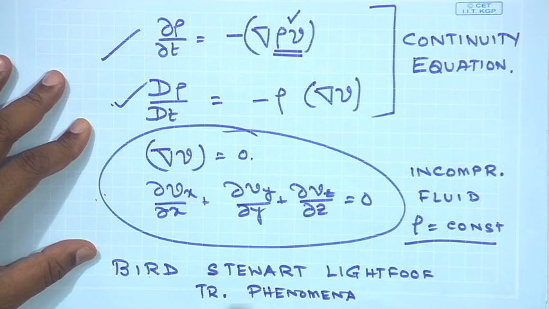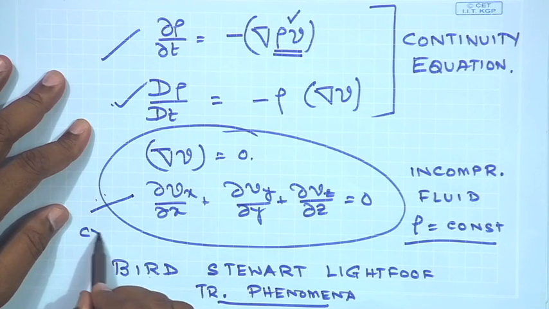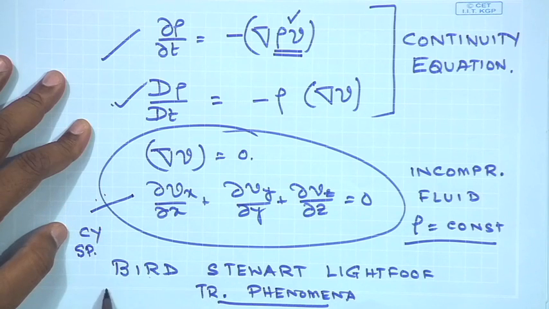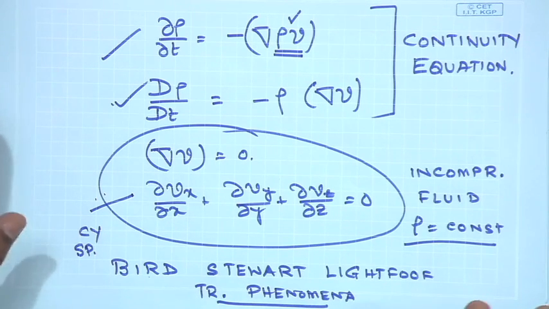The equation of continuity in Cartesian coordinates as well as in cylindrical and spherical coordinates are all provided in this text, and whatever your system, depending on that, you choose the appropriate expression for the equation of continuity. So, next class we will get into the equation of motion.